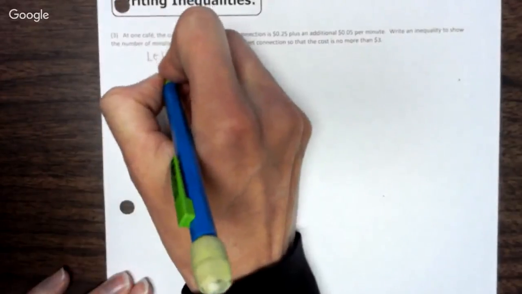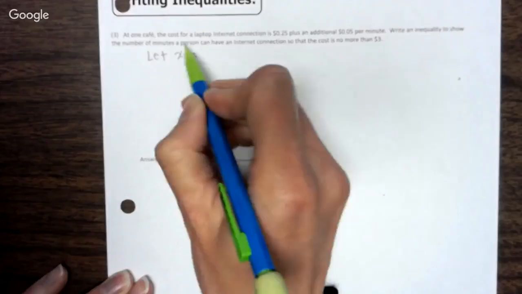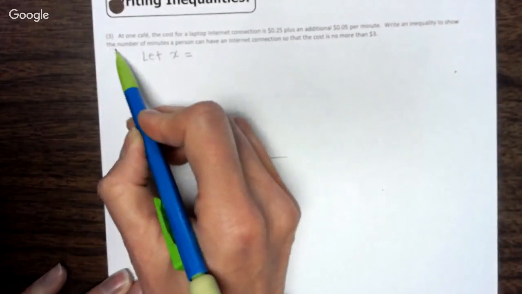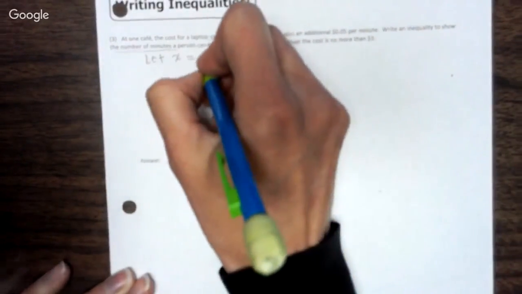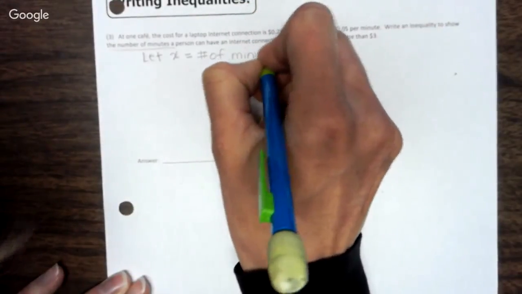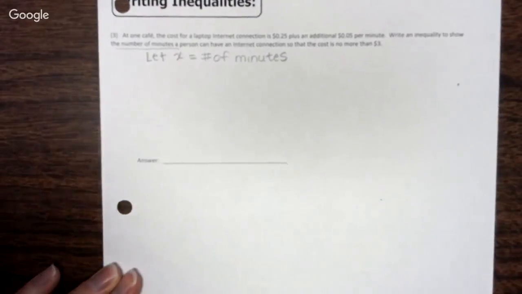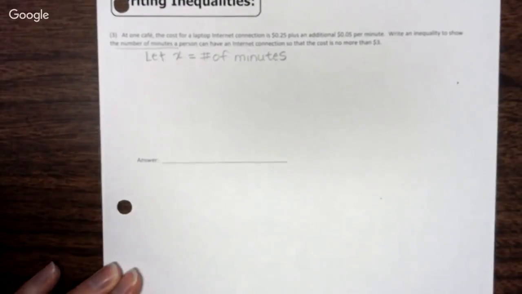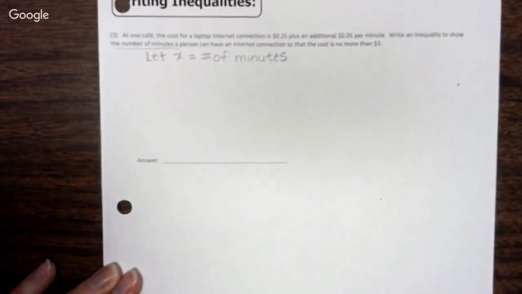All right, so let's start with our let statement like we did yesterday for equations. We're going to let x equal. What is the item that we're trying to find? We're trying to find the number of minutes. So our x will represent the number of minutes. Now, when we write our inequality, it's very similar to an equation. Most of the time, it's going to have a number that we don't know, a number that changes, a number that doesn't change, and a total.